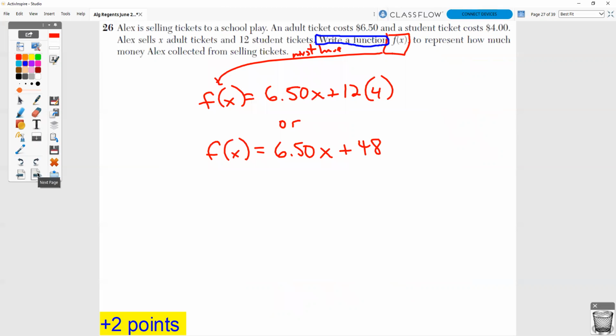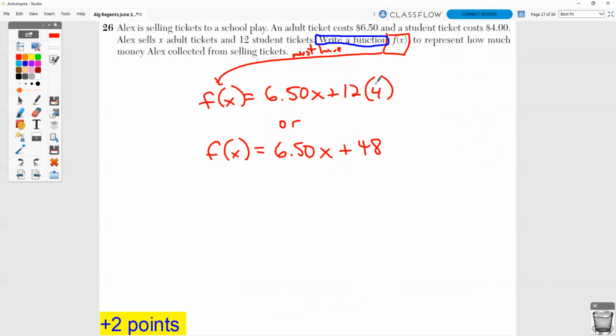In question number 26, Alex is selling tickets to the school play. An adult ticket costs $6.50. A student ticket costs $4. Adult tickets are x and there's 12 student tickets. Write a function, f of x, to represent the money that he collected.